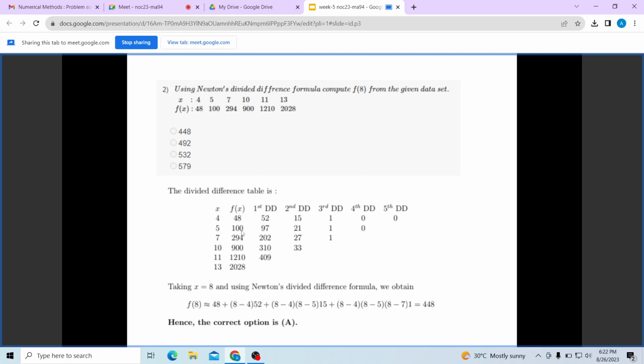So this will give you the first divided difference. 100 minus 48 is 52, divided by 1, right? So you'll get the first divided difference as 52. Similarly for the next one, just subtract 294 minus 100 and divide it by 7 minus 5, that is 2. So you will get 97. Are you getting it? 97.